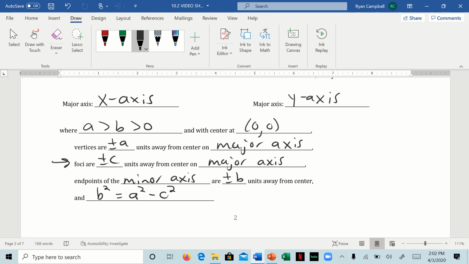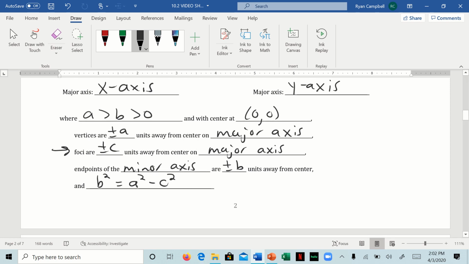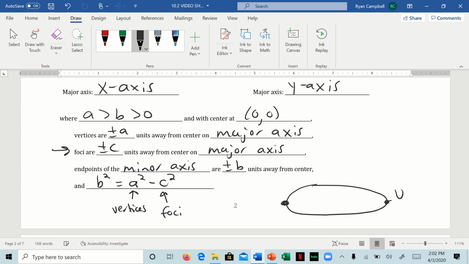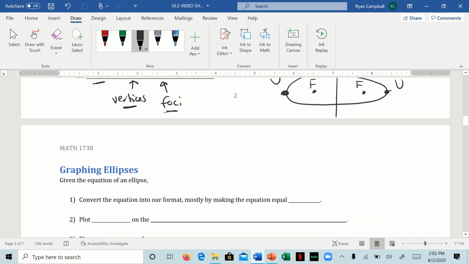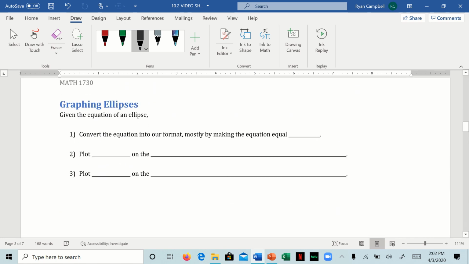Now, remember, a is all about the vertices and c is the foci. For an ellipse, we know that the vertices are further away from the center than the foci. So it makes sense, since we need a positive number, that we do the vertices minus the foci, a squared minus c squared. That'll come back into play in the next lesson. So hopefully that's an easy way to remember it.